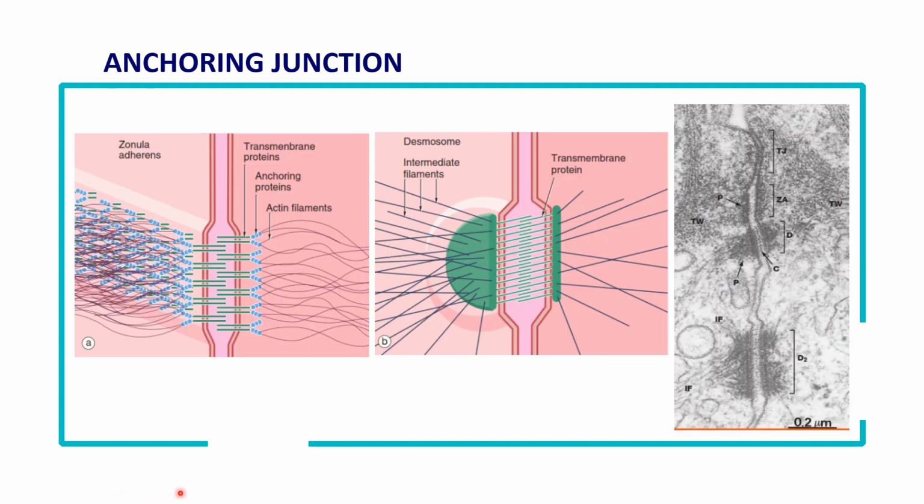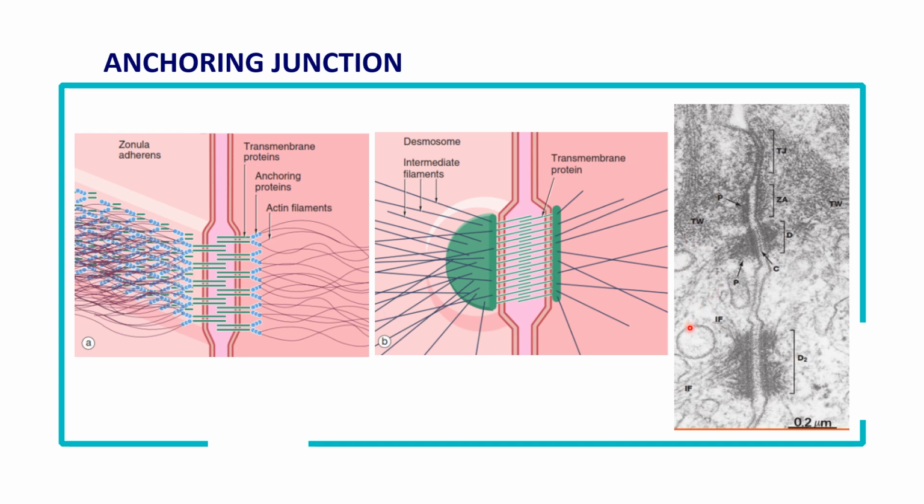This picture shows the illustration of two adjacent cells. This is one cell and this is one cell. In between these two adjacent cells, there are intermediate filaments called the desmosome. And in the lateral of the cells, there are zonula adherens. And this is the cell junction of the lateral cells.